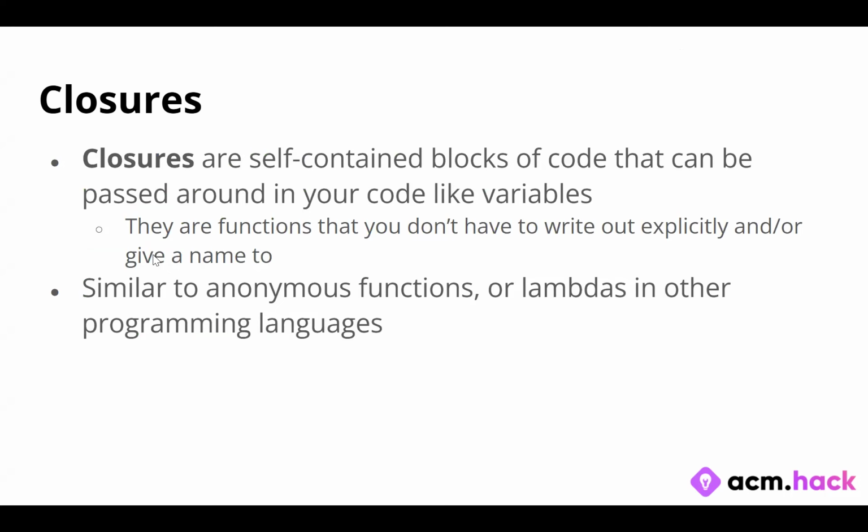A closure is a self-contained block of code that can be passed around in your code like a variable. They're functions that you don't have to write out explicitly or give a name to. If you are familiar with some other programming languages, these are similar to anonymous functions or lambdas. You do not need to know what those are, but just if that helps with the understanding.